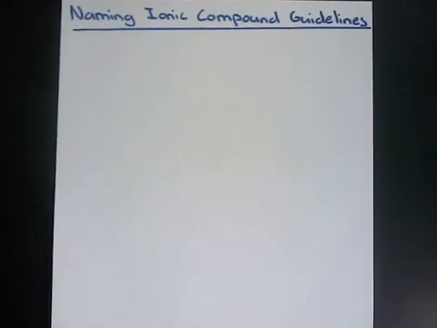So, naming ionic compounds. Our guidelines here are this. Number one, the cation, or the positive ion, is always named first, and then the name of the anion, or negative ion, is given second.